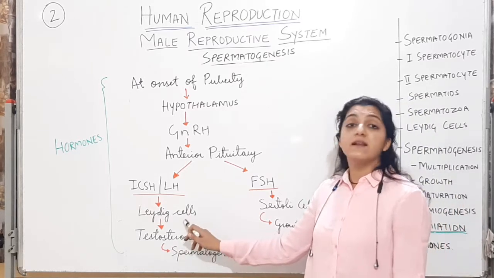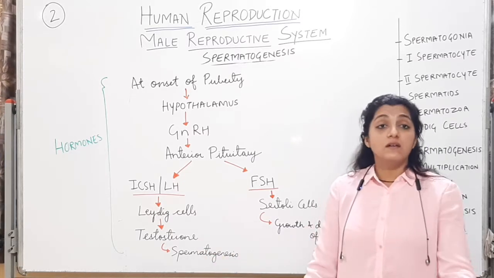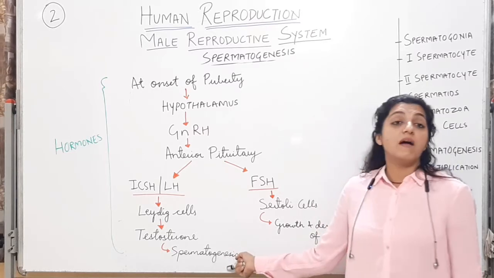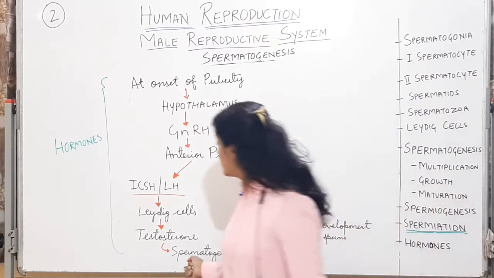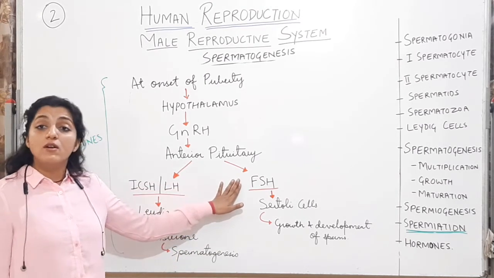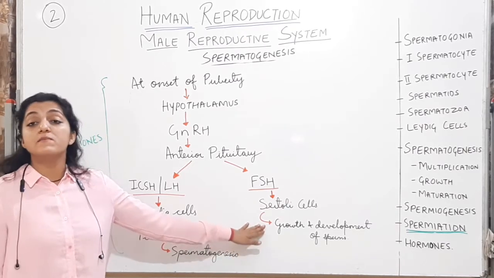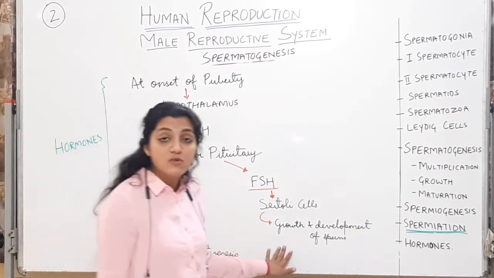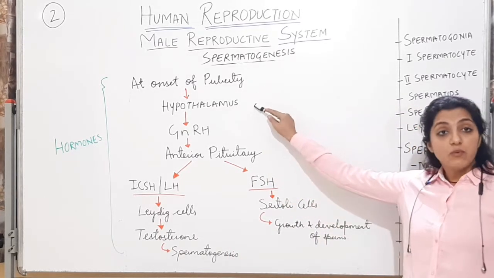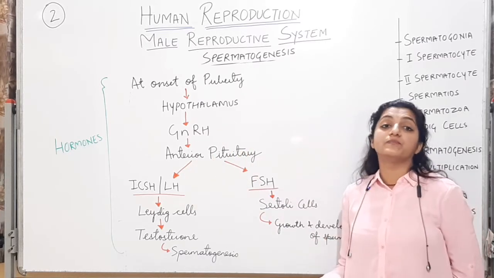It will stimulate the Leydig cells to secrete the androgens, mainly testosterone, which in turn is going to stimulate the process of spermatogenesis. And FSH is going to stimulate the Sertoli cells so that growth and development of the sperms takes place properly. The nourishment of the sperms takes place properly. So this is from the hypothalamus, gonadotropin releasing hormone. We have done this in hormonal coordination also.